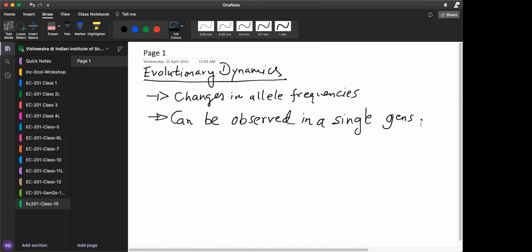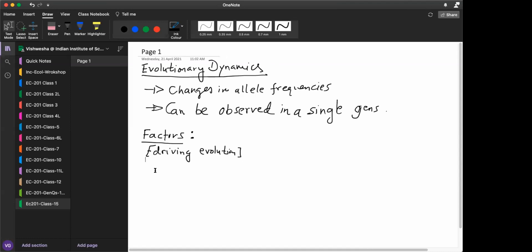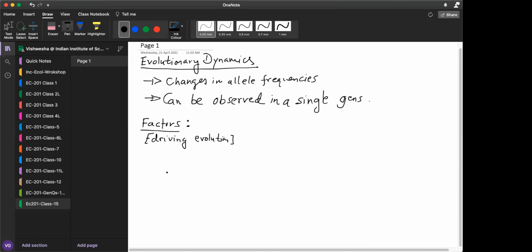Okay, so what are the important factors for driving evolution? So what are those important factors? Natural selection, driving evolution, right? Yeah, you're right, certainly natural selection. So how does natural selection happen? What are the necessary conditions for natural selection to happen?